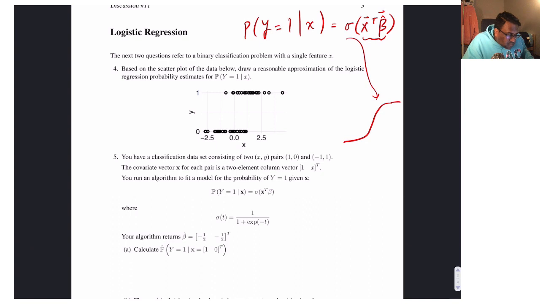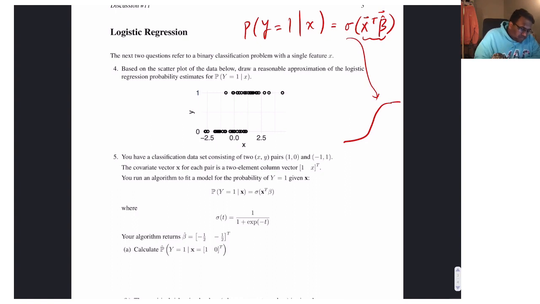You might want to refer to the textbook or lecture slides for a better drawing of the sigma. Anyways, in question 4, we were told that given this scatter plot of data below, what we want to do is draw a reasonable approximation of the logistic regression probability estimates for the probability that y is 1 given x.